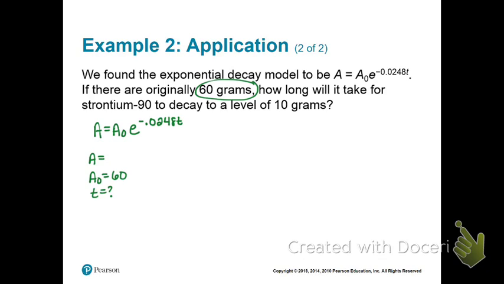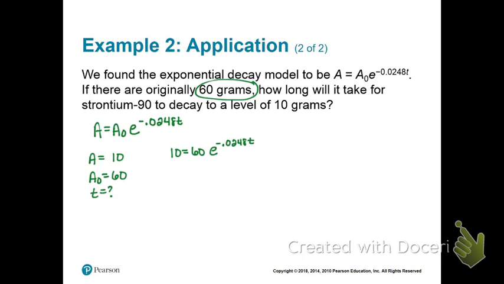So what is the 10? It's what we're going to decay to. It's not going to be the K because we already know K in this equation. We don't have an R. We only have one variable, guys, that's left unaccounted for. A, it's our ending amount. We want to end with 10 grams. So let's plug it into the equation. So 10 equals 60 e to the negative 0.0248 t.